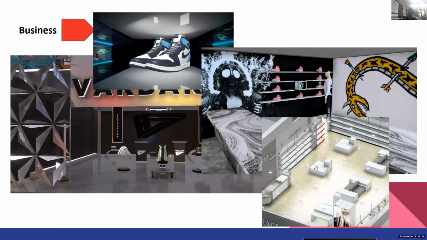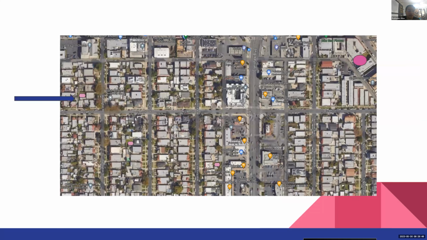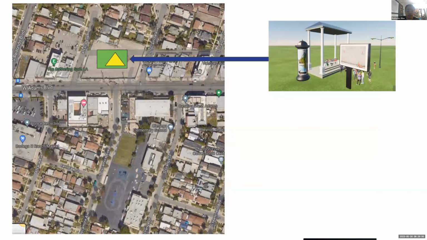I also put businesses, which are sneaker shops in my presentation. I put sneaker shops because I'm familiar with that type of environment. And these are some of the places where we can establish those. For example, this is an ADU, and this would be like a park. That's all I have for now. The rest is nothing.